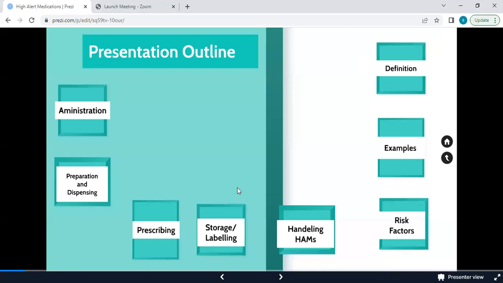Me as a pharmacist in the ward, while I am working, how can I handle such medications in the process of the medication process itself, starting with storage and labeling, and then the prescribing, and then the preparation and dispensing, and finally the administration of these medications.